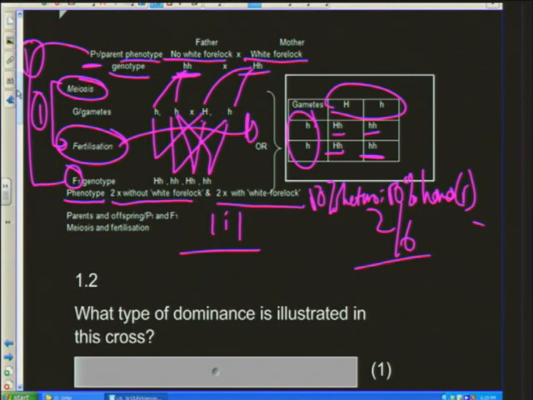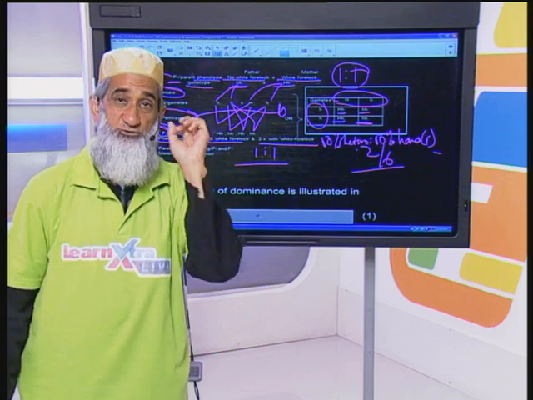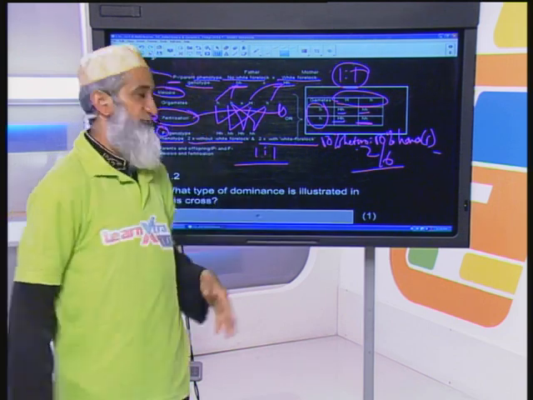Now here, why am I using percentage here? I'm only using percentage to show you we can show it as a percentage. We can also show that as 1:1. 1 heterozygous to 1 homozygous recessive. It's not necessary to show it as a percentage, but if the question asks you to show a percentage ratio, then you have to use percentage.